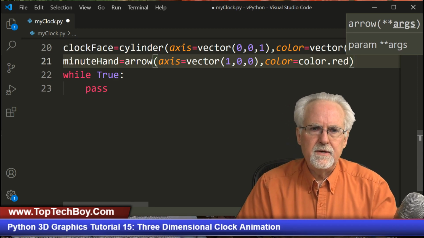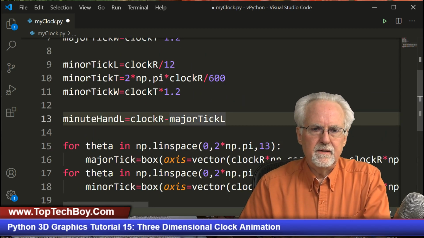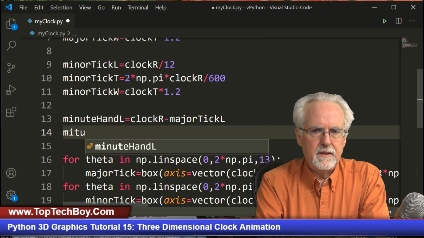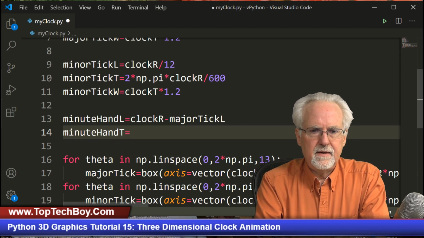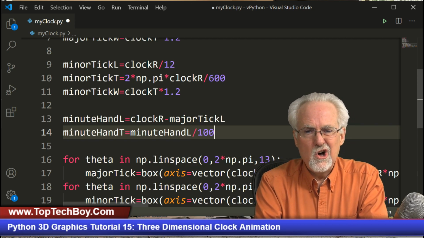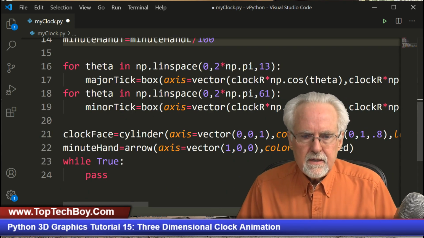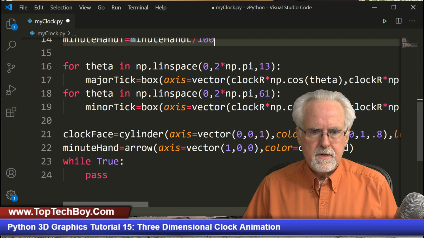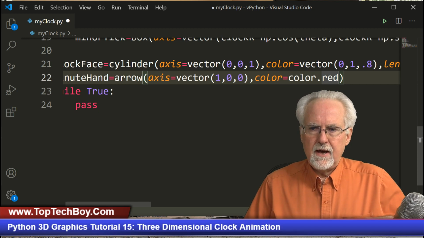Now we probably are going to need another dimension besides length. Minute hand length. We're going to need minute hand, let's call it thickness. And let's make that minute hand length divided by 100, just to guess. We'll see how well that looks when we run it. And then here I am going to have to remember, what is the command there? I think it's shaft width, right?